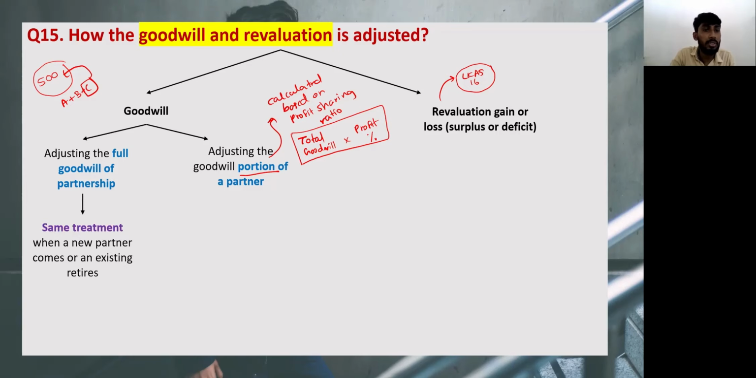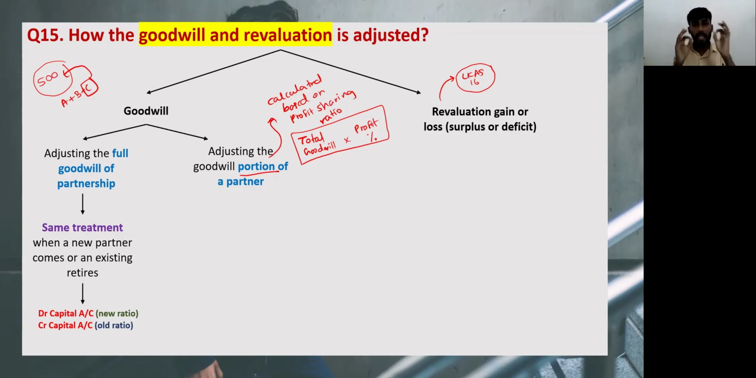So, adjusting the full goodwill of the partnership has the same treatment when a new partner comes over and when a partner exits. Why? I told you that we have two situations of composition change: one is when a new partner comes, or else an existing partner retires. Irrespective of the two instances, the same treatment will be done. We will debit the capital accounts in the new profit sharing ratio, and we credit them in the old profit sharing ratio. There is a very good rationale behind this.